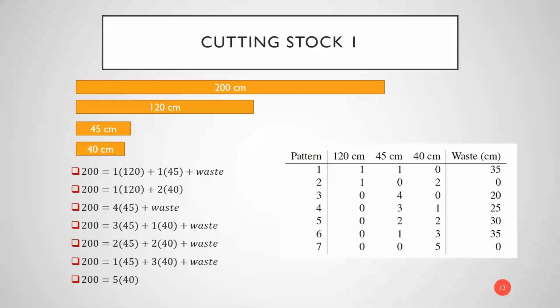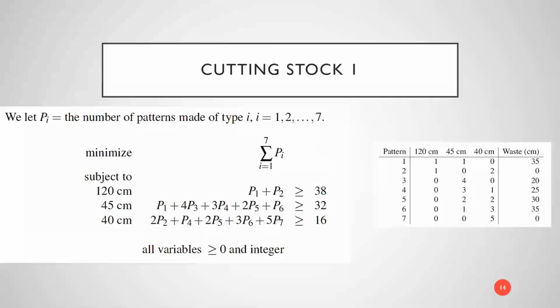Among all of the available patterns, only 2 of them produce 0 amount of waste: pattern number 2 and pattern number 7. Based on the explanations, the fewer patterns I have, the less material I will use. So the more profit I will have.